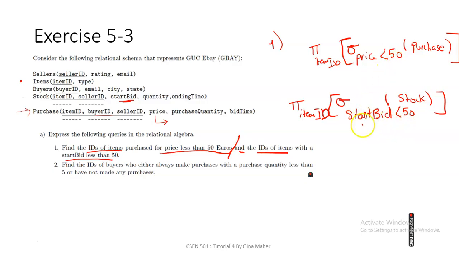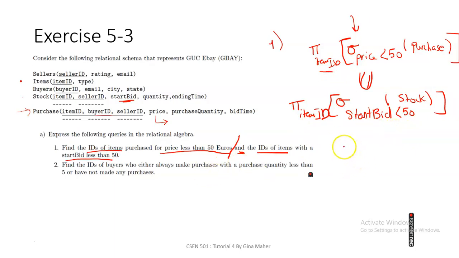Okay? Each of them is independent. However, we want to get the item IDs of both together, because the question states that we want the item IDs of this part and this part. So this can simply be done using union, because we want the item IDs of this and the item IDs of this one. And these are union compatible because this relation has one arity, which is the item ID, as well as this one.